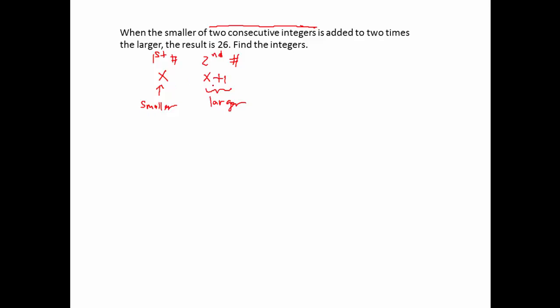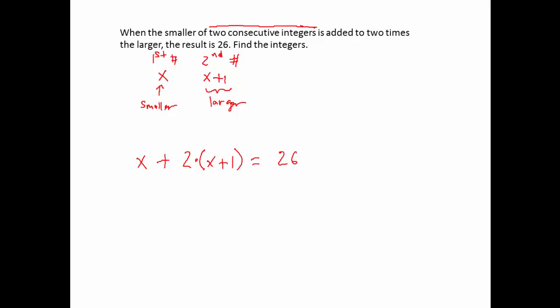They are consecutive integers. Now, the question says that when the smaller of the two, the smaller means the x, is added, so we add it, right? We plus 2 times the larger, that means 2 multiply the larger, this guy, x plus 1. So 2 times the larger, 2 times x plus 1. Okay? The result is 26. That means this is equal to 26. Now they want you to find these two guys here. What are the values? But we can construct an equation like this from the wording here.